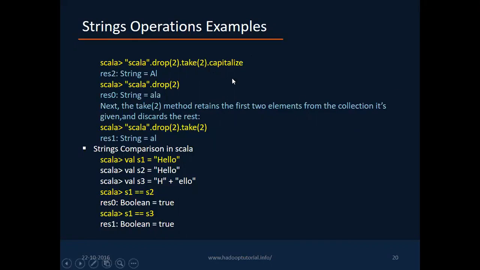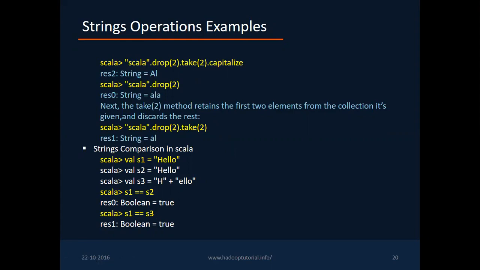Okay. Capitalize means camel case. The first letter will become capital. So drop of 2 means the first two letters, S and C, will get dropped, and in the remaining three letters, it took only the first two, A and L, and made it capitalized. It became capital A, L.